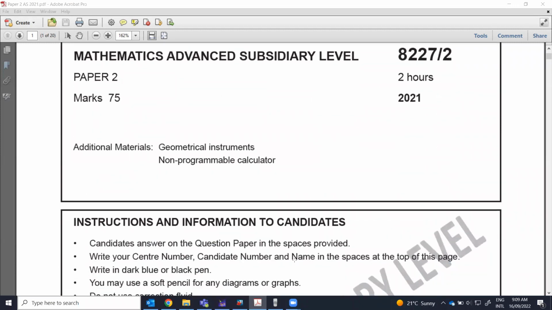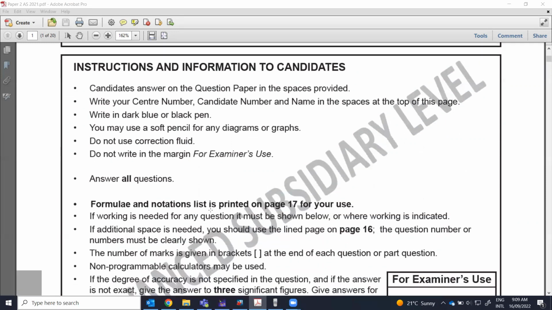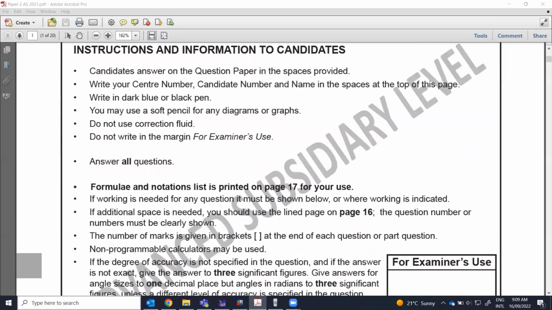So as always, before you start answering any of the questions, make sure you read the instructions so that you are sure to follow them as you answer the question. This paper, like paper 1, has formulas provided. So if you forget something or are not quite sure, refer to the last couple of pages and you will see the formulas over there.